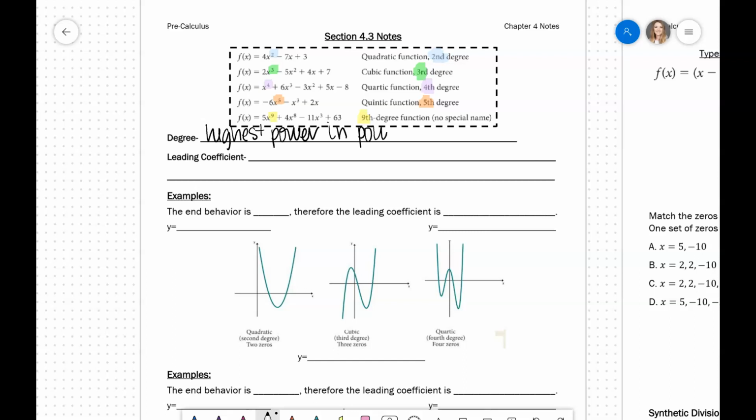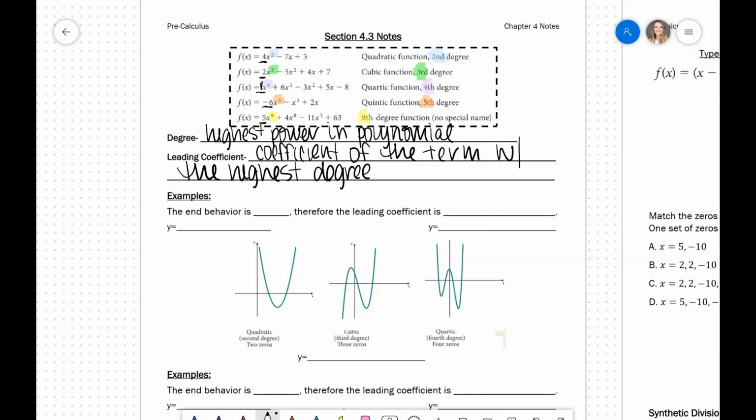And so we're going to look at some graphs on why the degree is important and why we care about it. The leading coefficient then is the coefficient of the term with the highest degree. So for each of these, this leading coefficient is a 4, leading coefficient is a 2, that one's a 1, -6, and 5.